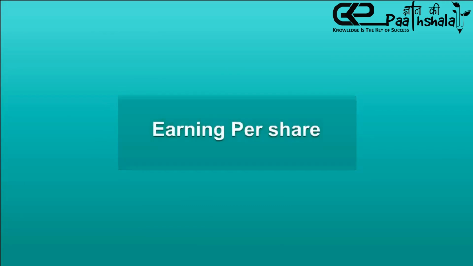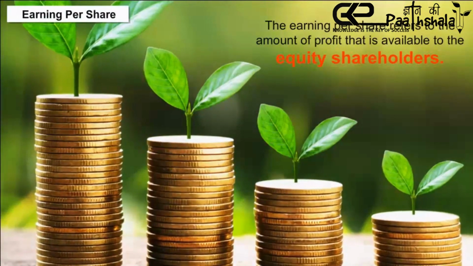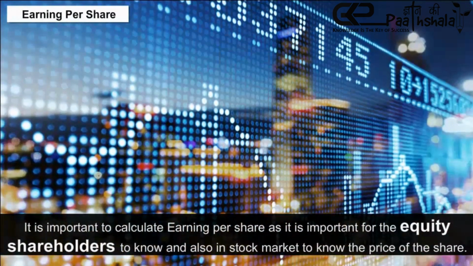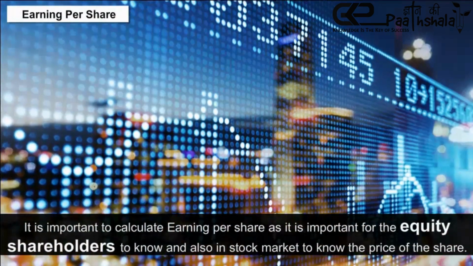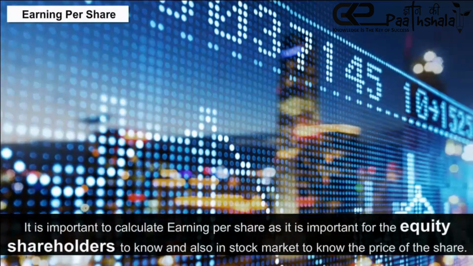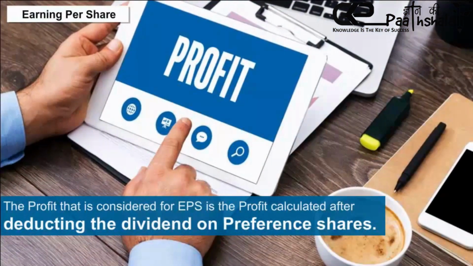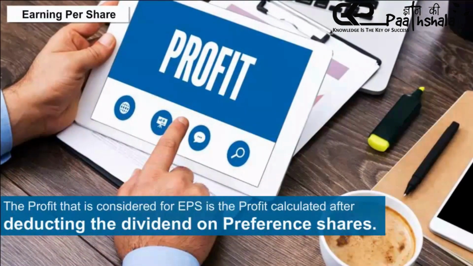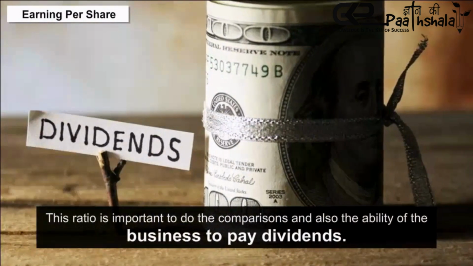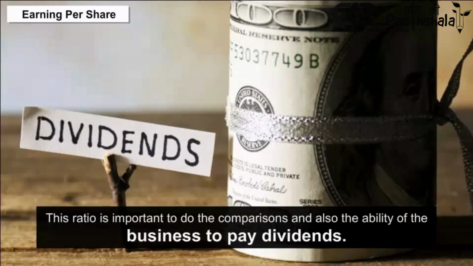Earning per share. The earning per share refers to the amount of profit that is available to the equity shareholders. It is important to calculate earnings per share as it is important for the equity shareholders to know, and also in the stock market to know the price of the share. The profit that is considered for the EPS is the profit calculated after deducting the dividend on preference shares. This ratio is important to do the comparisons and also the ability of the business to pay dividends.